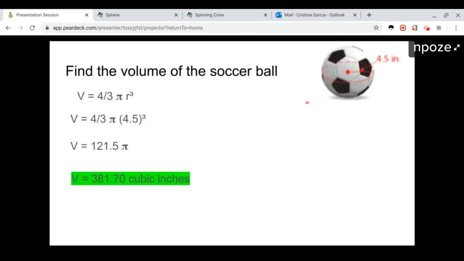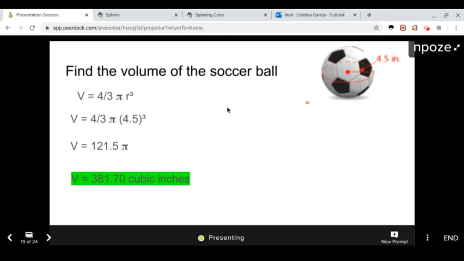So finding the volume of a soccer ball with a radius of 4.5, all we're doing is just plugging that in here, and we are doing everything that we've done so far. So volume is 121.5 pi. You plug that into your calculator and you're going to round it off to 381.70 cubic inches. Now, because we're looking for the volume and not the surface area, we're now switching to cubic inches. So just one thing to keep in mind.